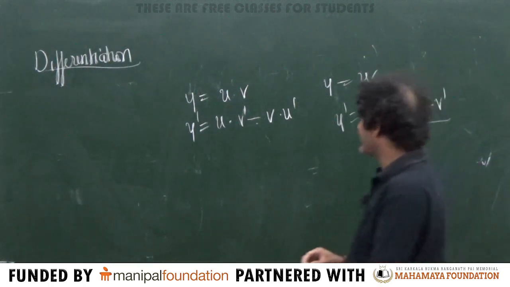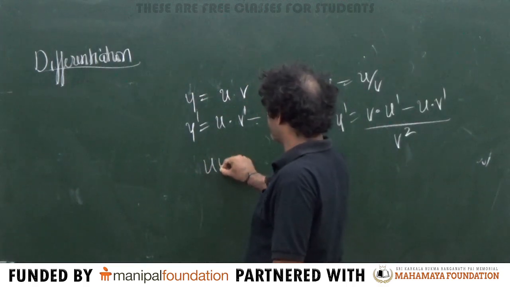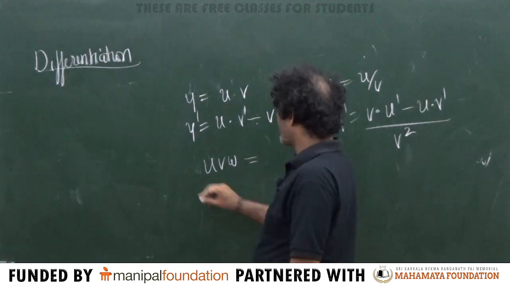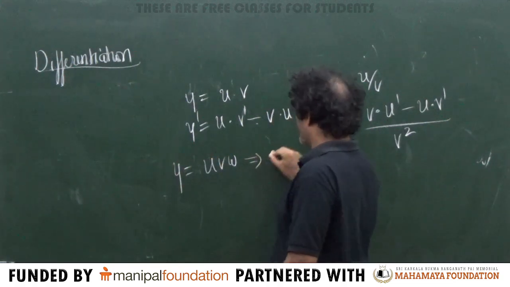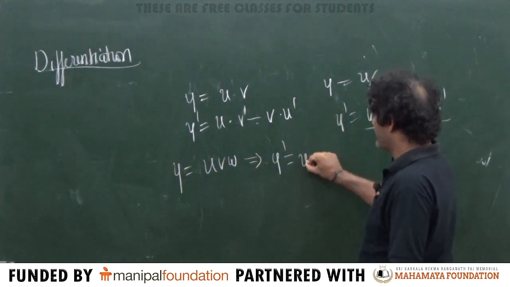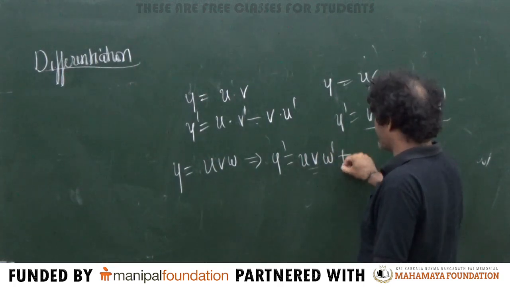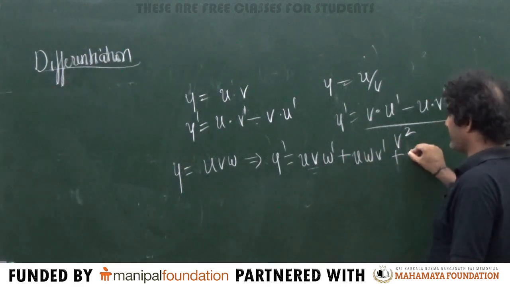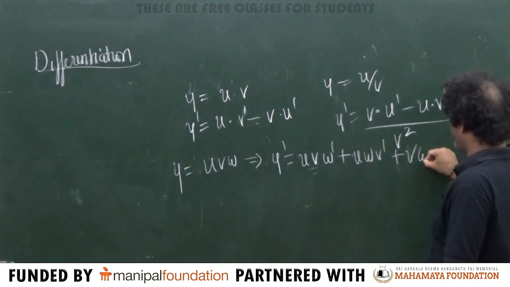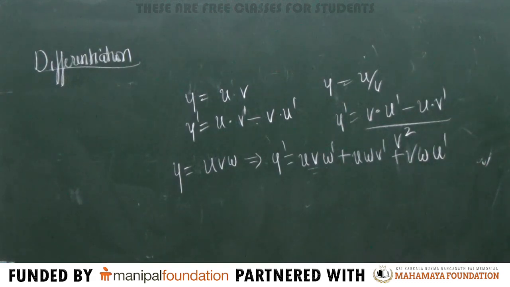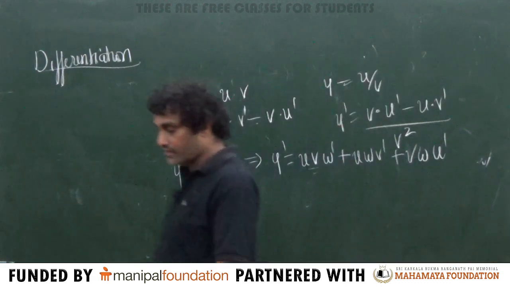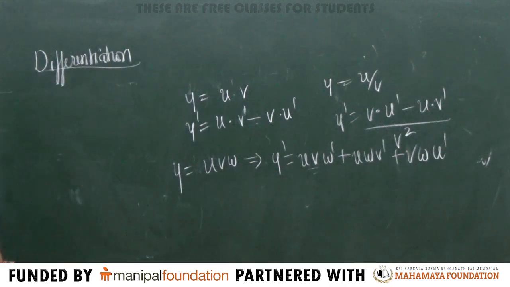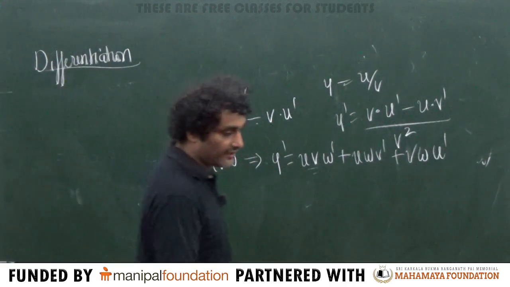And the new one is when you have three terms, then Y dash is: write UV as it is, differentiate W; write UW as it is, differentiate V; and write VW as it is, differentiate U. Done. These are the product and quotient rules even when there are three terms, okay?